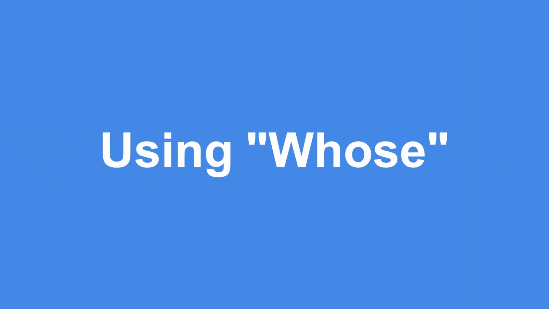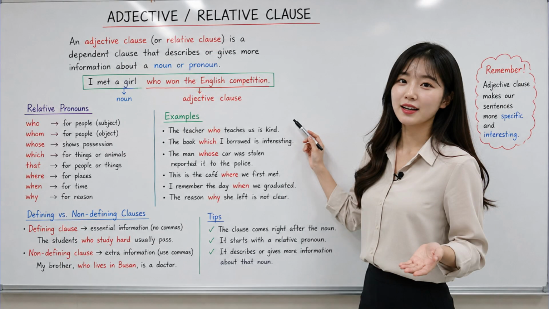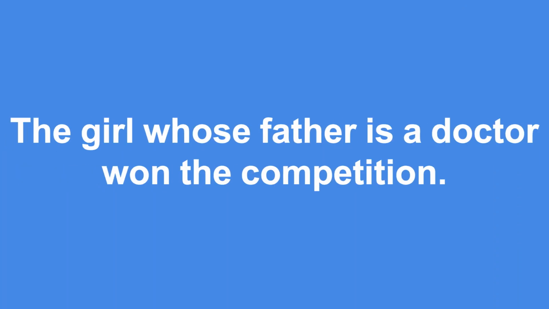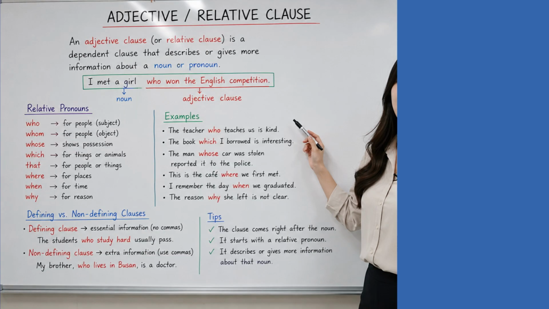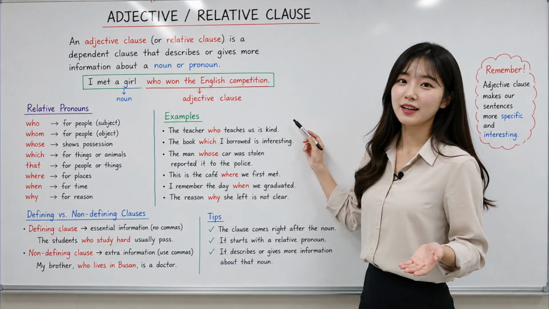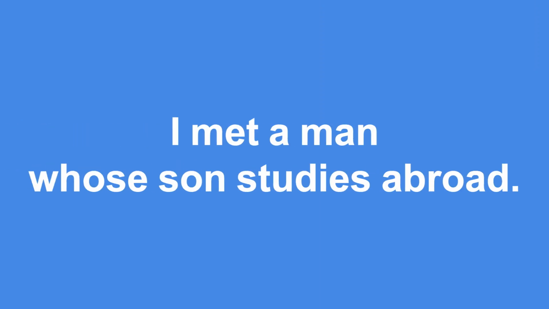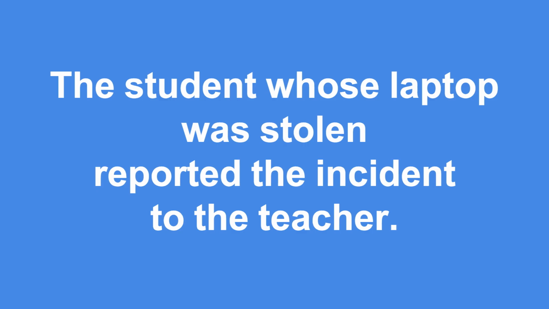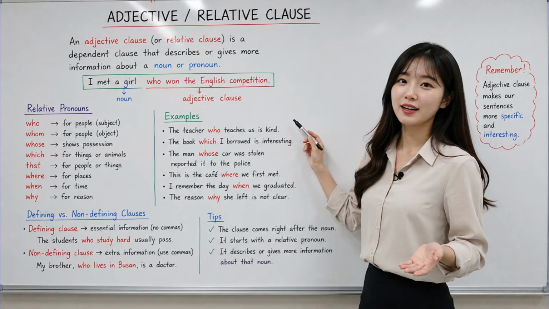Using whose. Next is whose, which shows possession. Look at this example. The girl whose father is a doctor won the competition. The adjective clause tells us something that belongs to the girl, her father. Another example is, I met a man whose son studies abroad. You can also say, the student whose laptop was stolen reported the incident to the teacher. Whenever you want to show ownership or possession, use whose.